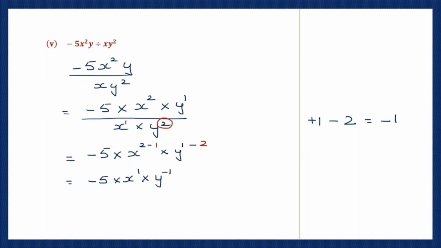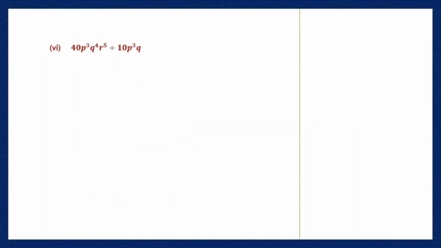Now, when it is minus 1, how do we write? Okay, I'll show you that. So this is minus 5x to the power of 1 is x. Now, y to the power of minus 1. Whenever you have a minus sign, it should go to the denominator. And since it's 1, put only one y in the denominator. So now this is your answer. Minus 5x by y. So this is our answer.